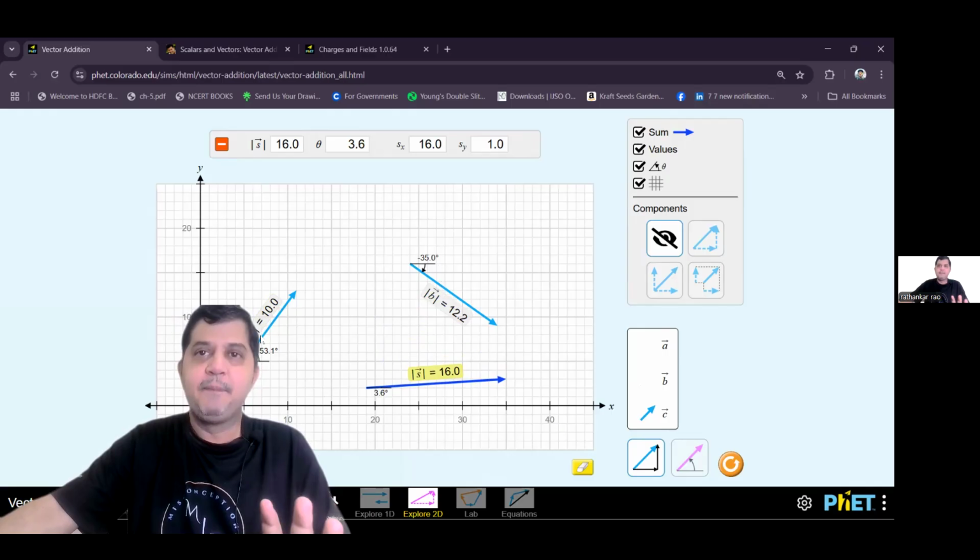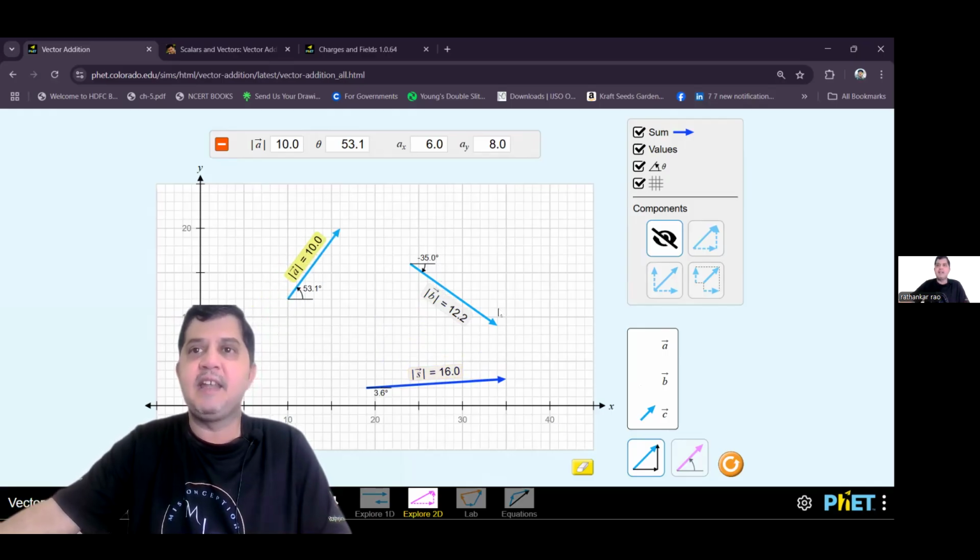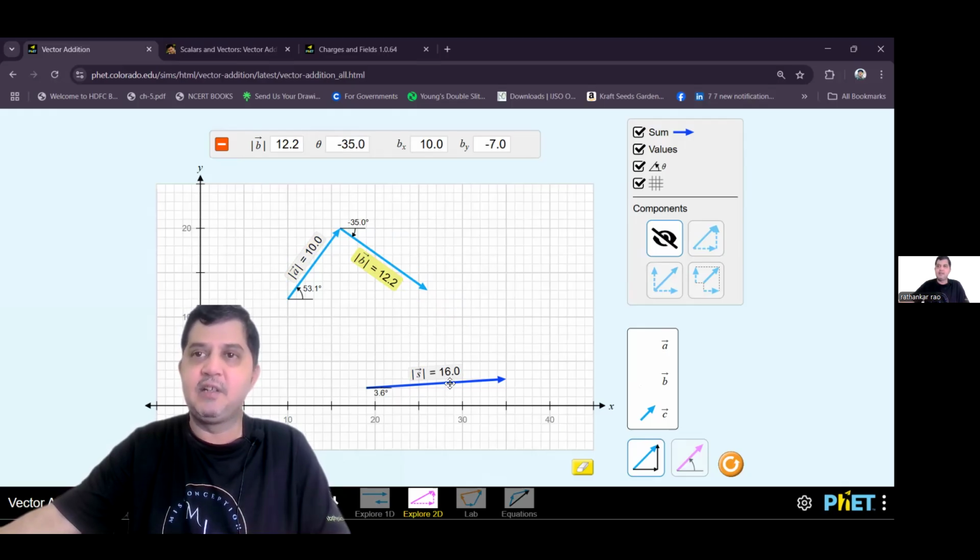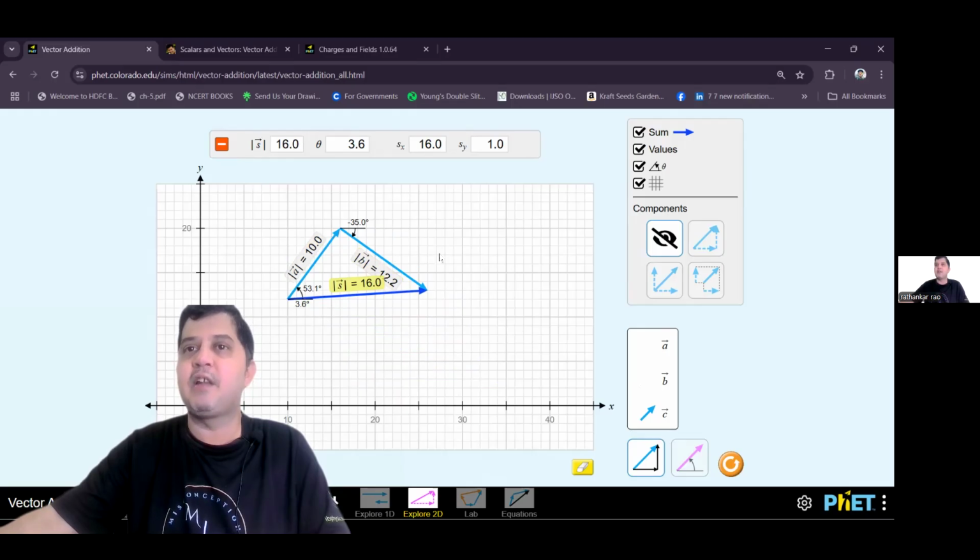So let me pull this one here. The general rule is that the tip of one vector and the head of the other vector should be joined together. This is the head of one vector, this is the tip of the other vector, so I am going to join these two. The third vector should be the resultant vector. I'll take this third vector and align it so that the tip of the first vector and the head of this vector are linked together. What happened? I got a complete triangle, right?